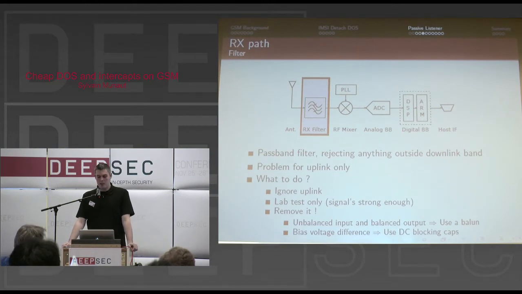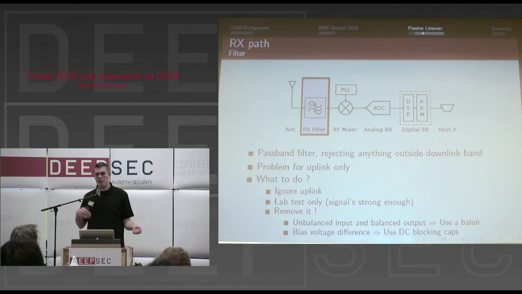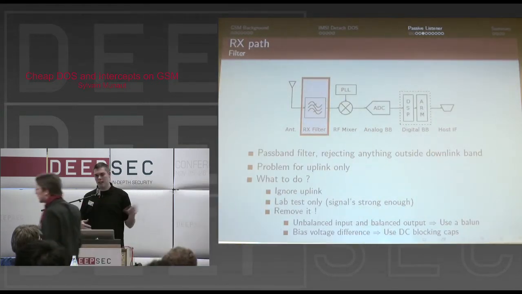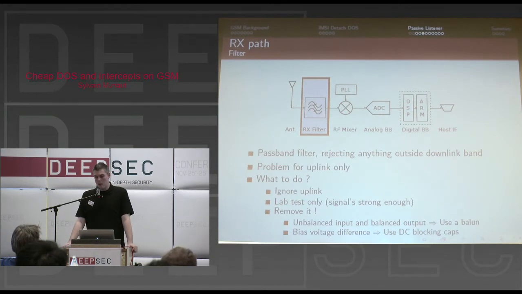So what can you do about that? Well, either you just don't care about uplink, that's somewhat of an option. You limit yourself to lab testing only, because in a lab, if you're holding the transceiver phone in one hand and the sniffer phone in another hand, it's going to work fine. They're like 1 meter apart. The signal is going to be strong enough. But if you're like 100 meters away, that's not going to work. So the only real option is to remove it. It's kind of annoying because it's a hardware modification, but it's still better to do.